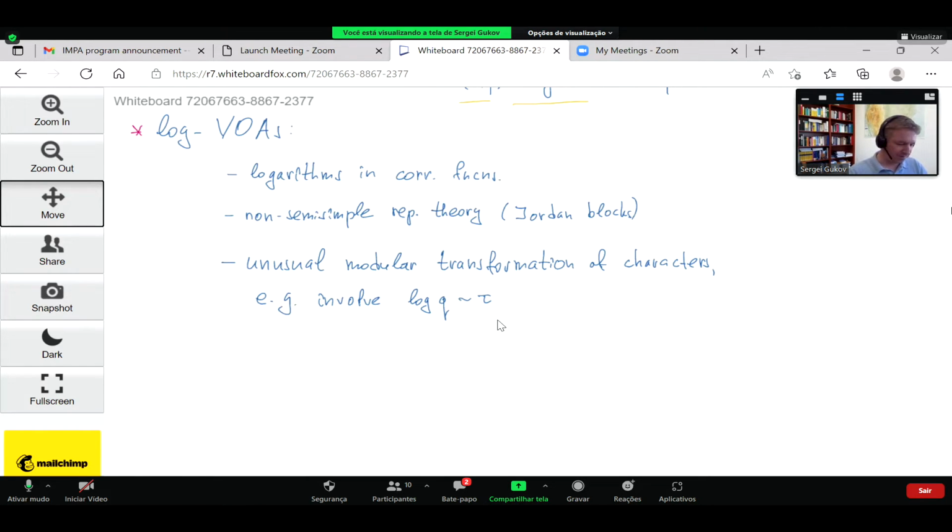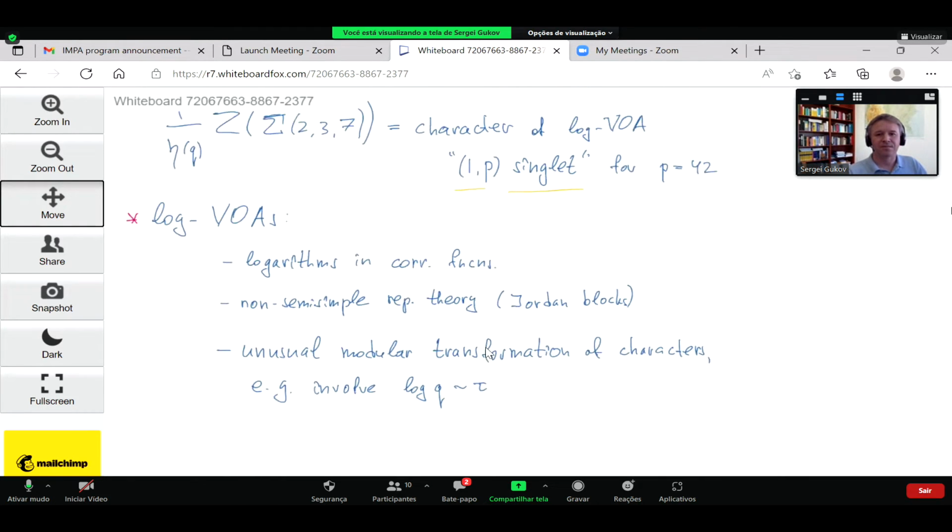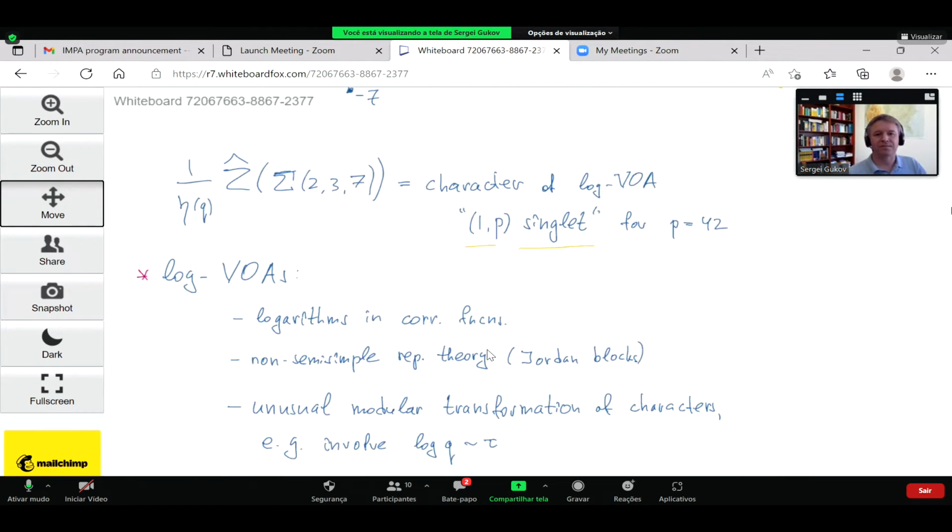Okay. Can I just ask a quick question about the previous example? So you say 42 is not special in the sense that there's an infinite family where you could take any 3 integers and you would get the 1, p singlet with p being their product. Is that right? Okay. Yeah. That's the simplest infinite family.